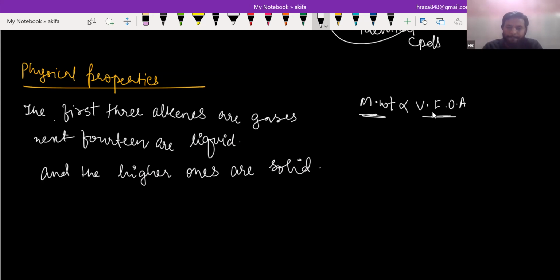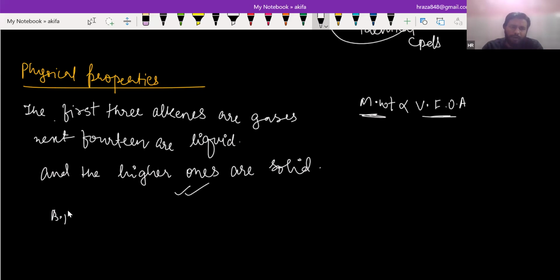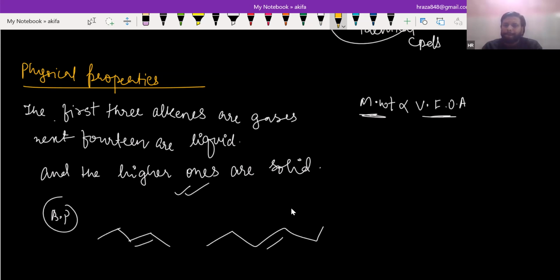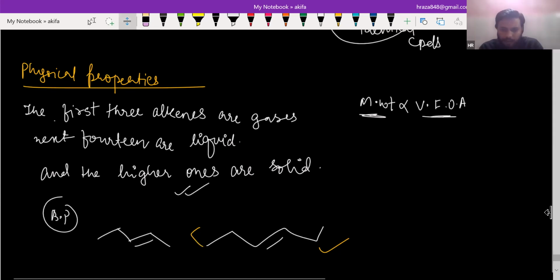Is this clear? Okay, just write it. And if I'm going to ask you which has more boiling point, the one with more surface area or the one with higher molecular weight? Okay, just write it and let me know, then we will move to the chemical properties.